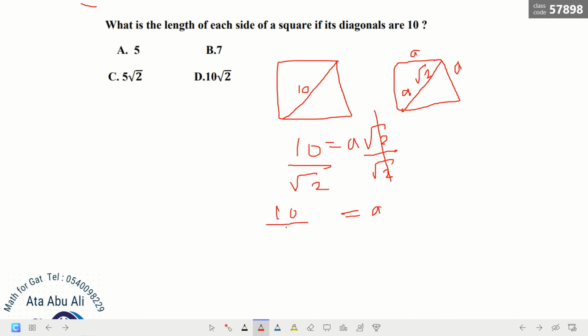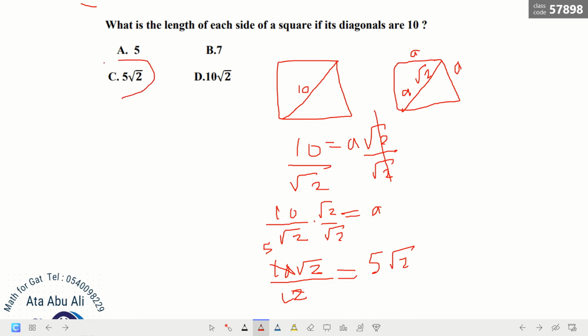Okay, now we have to rationalize the denominator, with the conjugate of square root of 2. That means I have to multiply this by square root of 2 and multiply below by square root of 2. Now, 10 times square root of 2 over, you know that square root of 2 times square root of 2 is equal to square root of 4, which is 2. After that, I simplify, 10 divided by 2 is 5. 2 divided by 2 is 1. So the answer is equal to 5 times square root of 2. This is the side. So here, the answer is C.